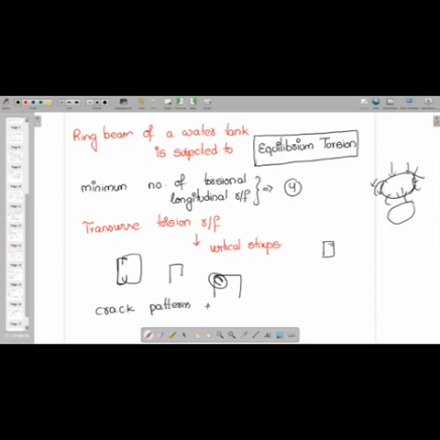How are the crack patterns due to torsion? The crack pattern due to torsion is always vertical. Agree, students? Is it clear for everyone?